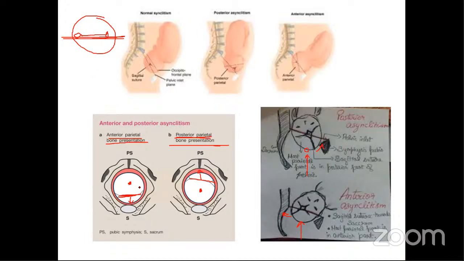Yes. Normally, it should be this: the sagittal suture should be in line with the transverse diameter. Okay, this is normal. So now you should be able to understand what is anterior parietal bone presentation or anterior asynclitism, and posterior parietal bone presentation or posterior asynclitism. Is it clear to all of you? Yes, ma'am. Clear, ma'am. Yeah, next.